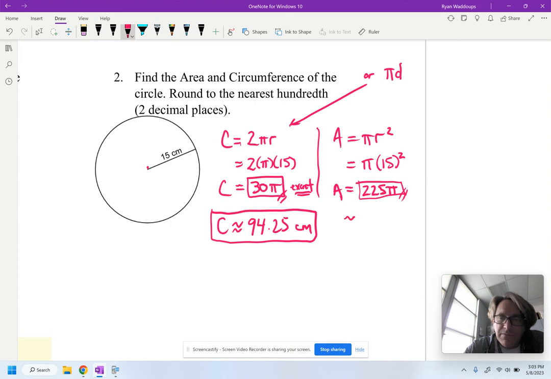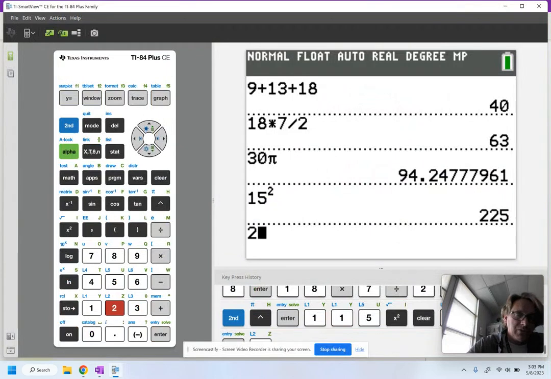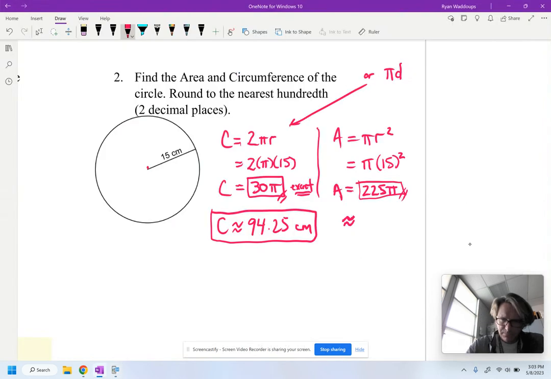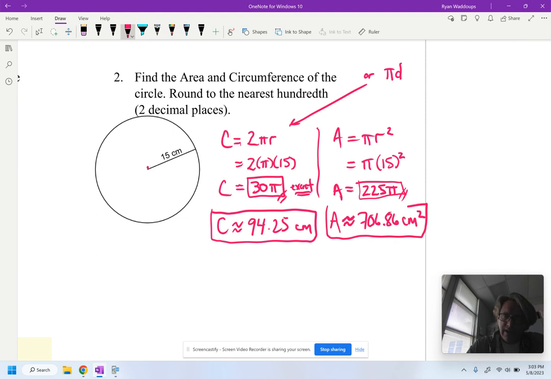But the approximate answer, which is often more useful, is 225 times pi, and we put the value in. So 225, use the value of pi in the calculator, times that equals 706.8 and then that 5 rounds to 6. So 706.86, and that would be in squared centimeters. So that is our area, as an approximate answer.